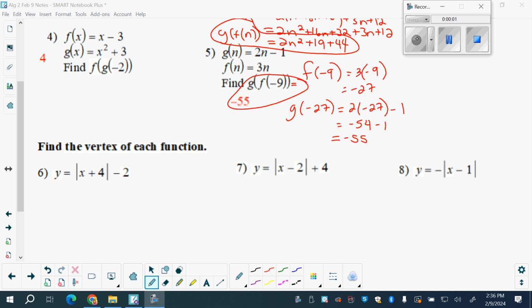Okay, let's talk about 6, 7, and 8. So 6, 7, and 8, what kind of shape is that? It's been a while since we did that. We graphed it. What kind of shape would it be? Good guess, though. Not a parabola.